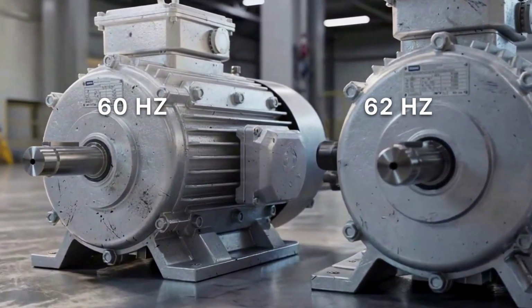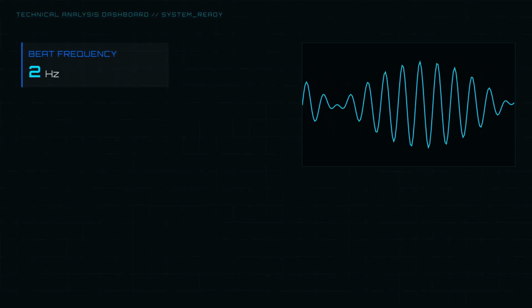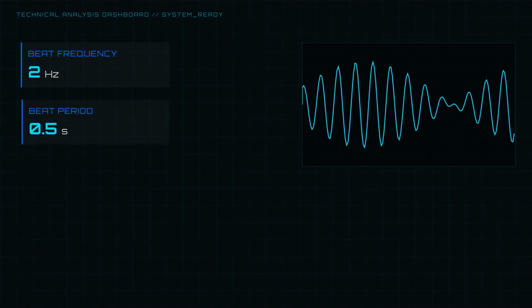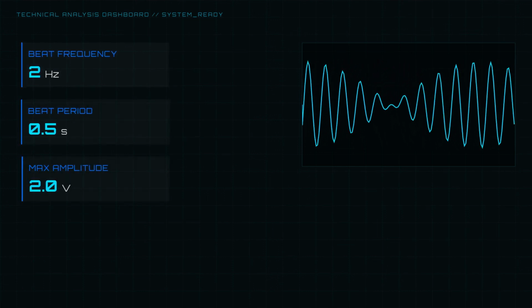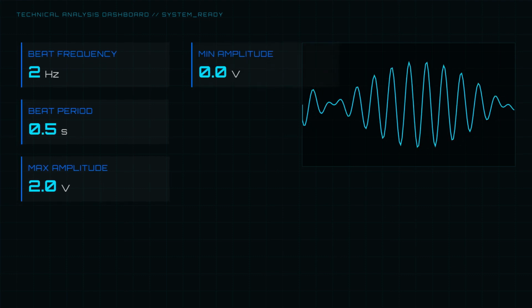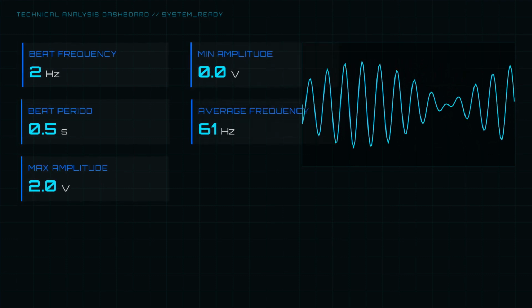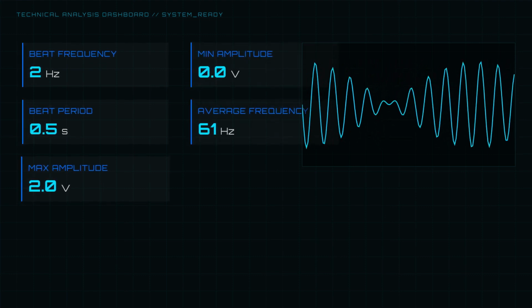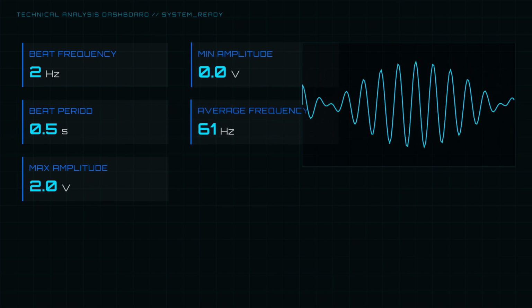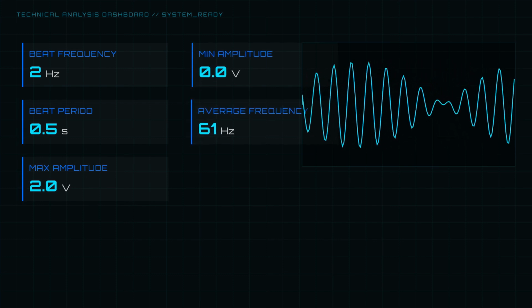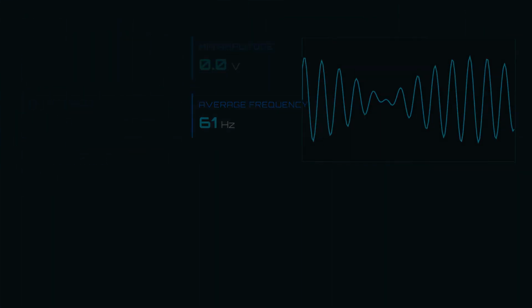Click Calculate Results. The calculator returns beat frequency of 2 Hz. That's the difference between our frequencies. Beat period shows 0.5 seconds. Maximum amplitude is 2.0, minimum amplitude is 0.0, and average frequency is 61 Hz, the mean of our inputs.